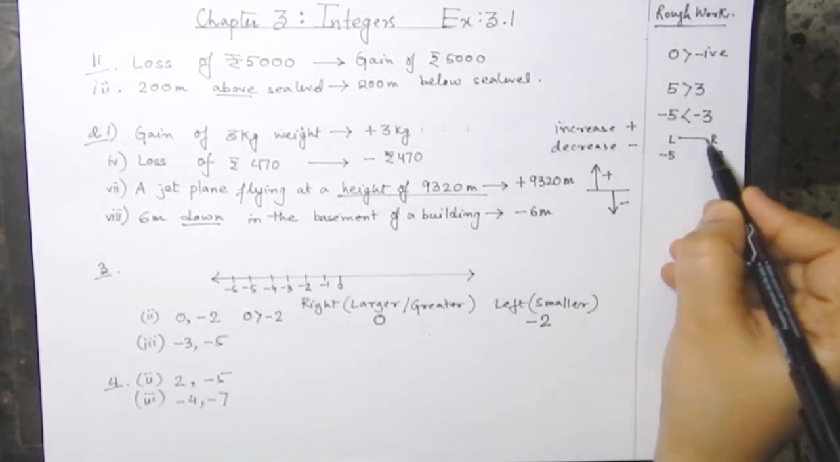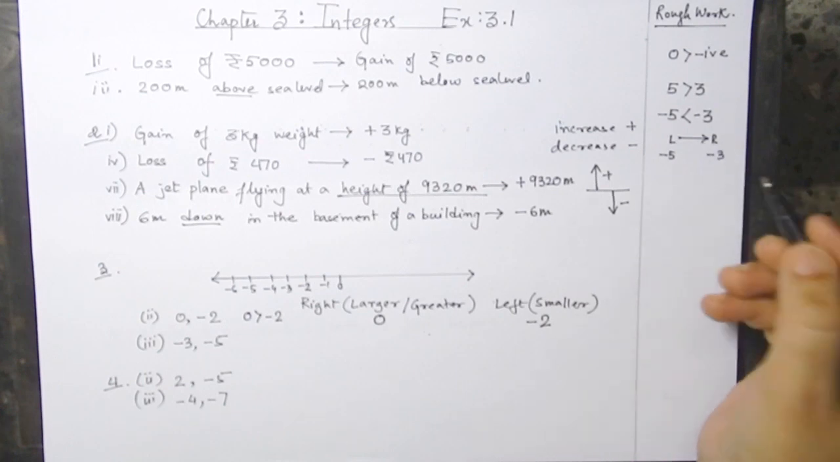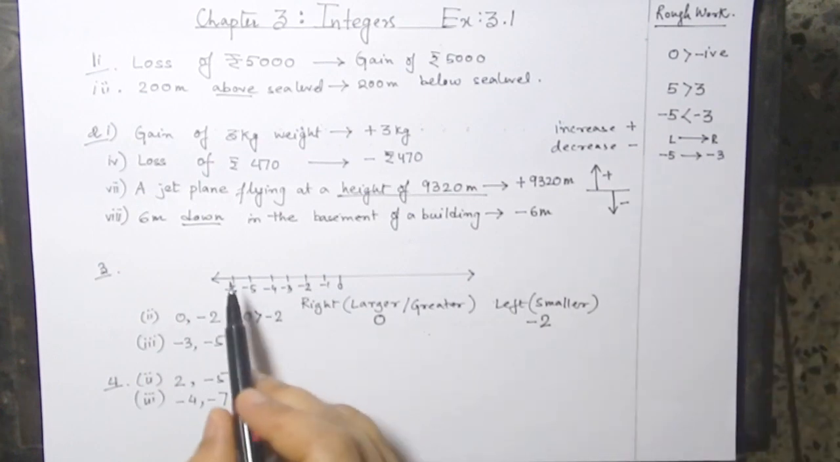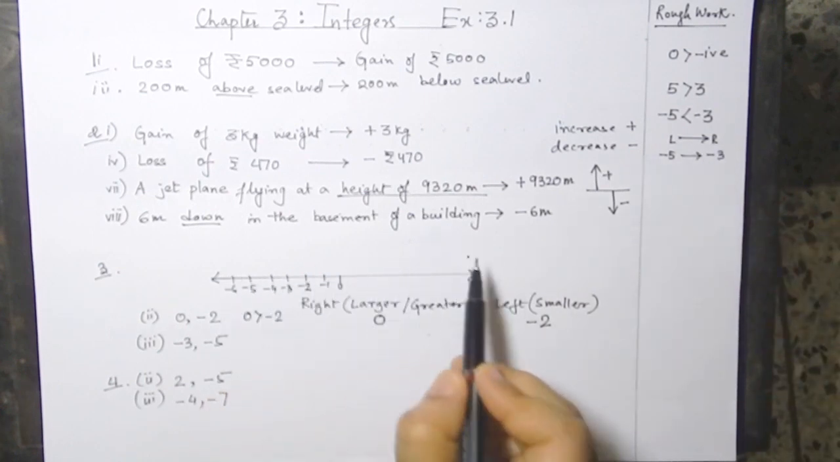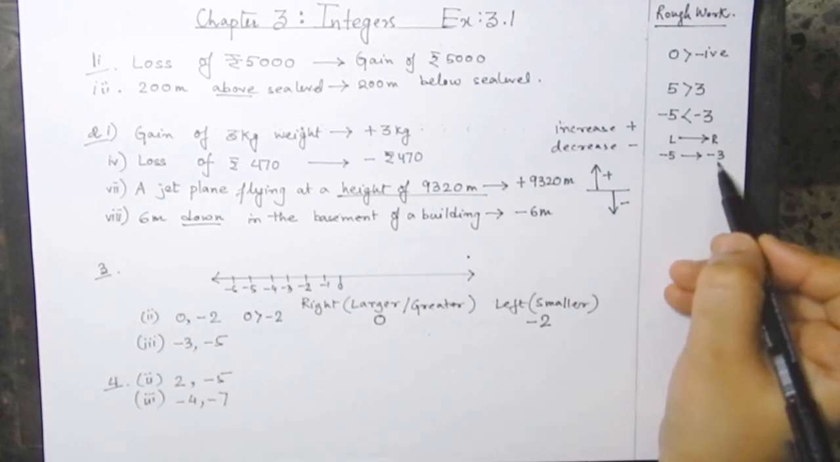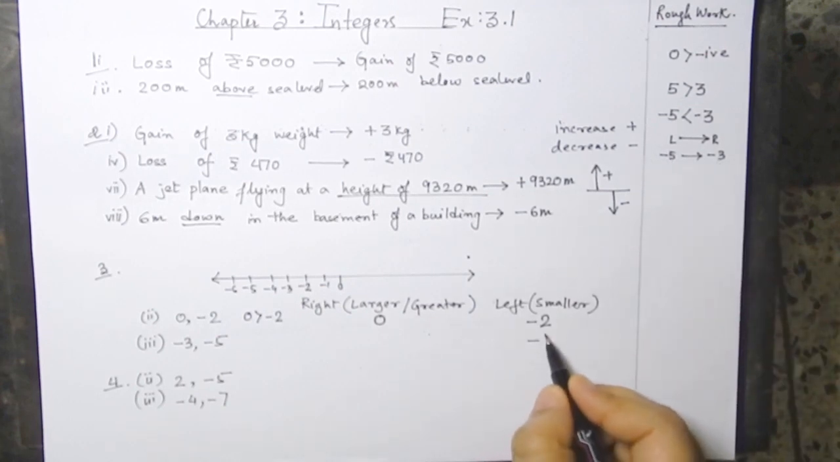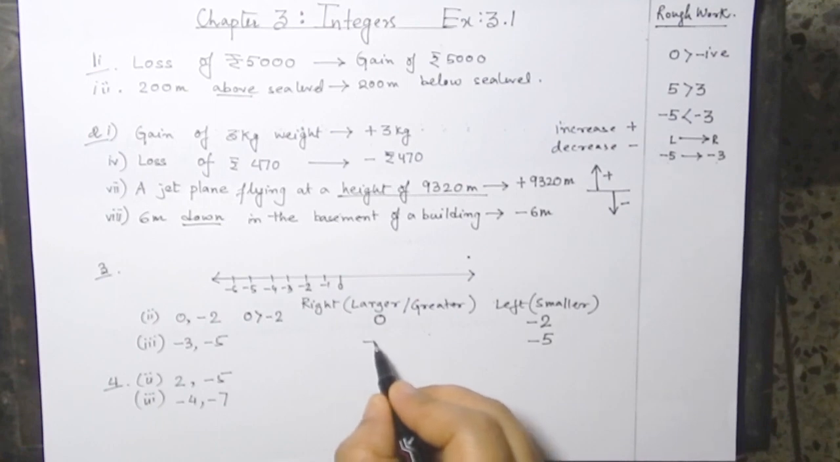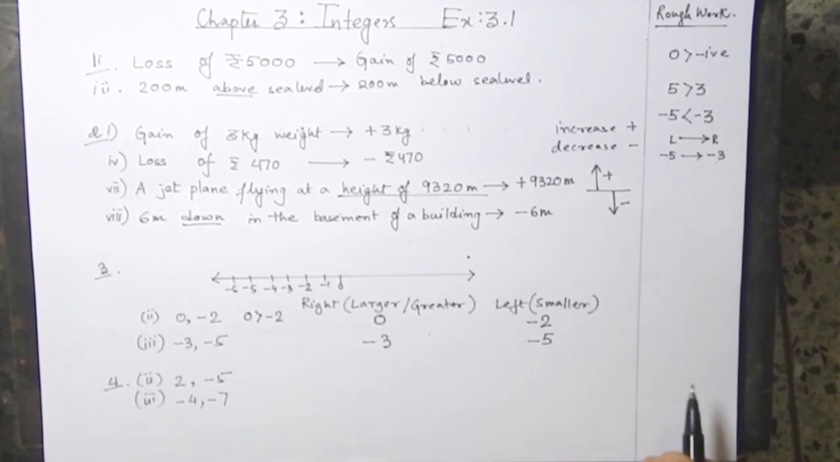And we know that the numbers which are on the right hand side is the greater number because number line increases from left to right. So here minus 5 is less. So minus 5 is the smaller one and minus 3 is the greater one. Question number 4 is similar.